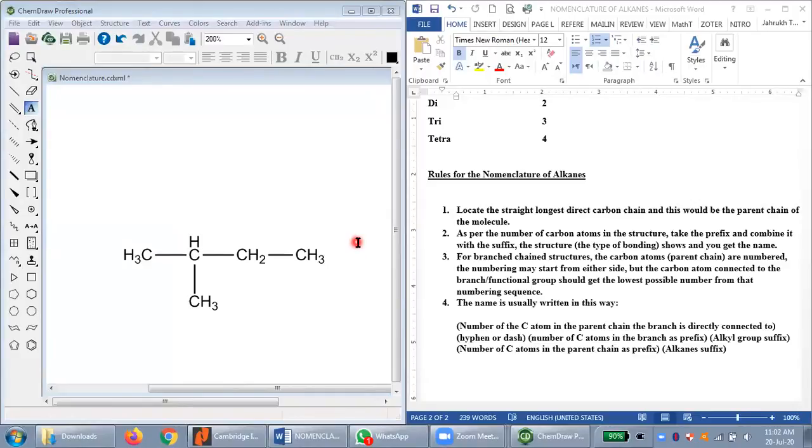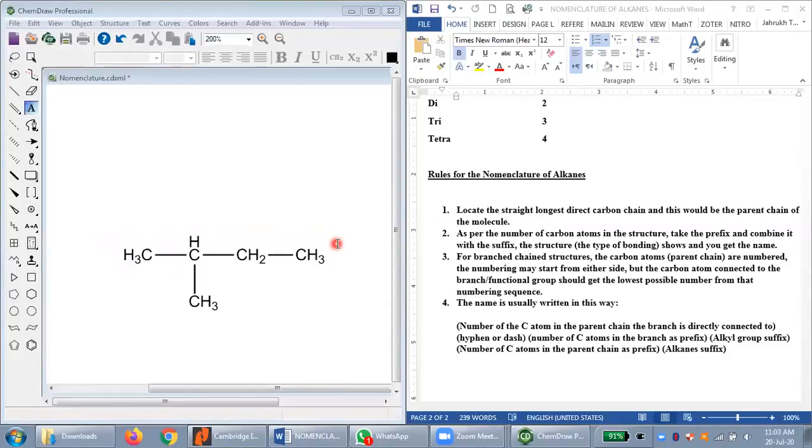Now, there are different ways to go with rule number 1. What was rule number 1? Locate the straight longest direct carbon chain, and this would be the parent chain of the molecule. One easiest way to go with the parent chain is to go with the straight line, right? First carbon atom, second, third, fourth. Clear? How many atoms are there in this imaginary first parent chain that we picked?